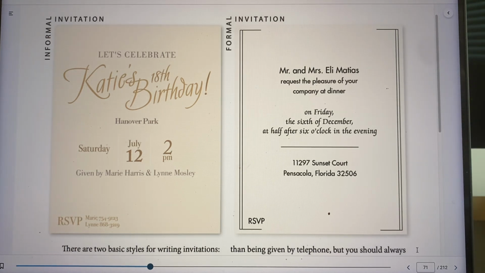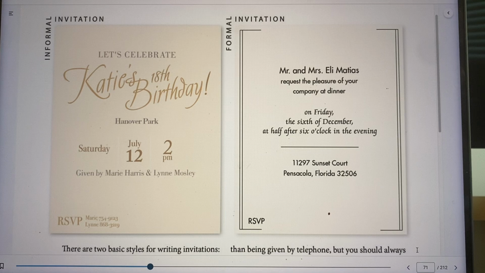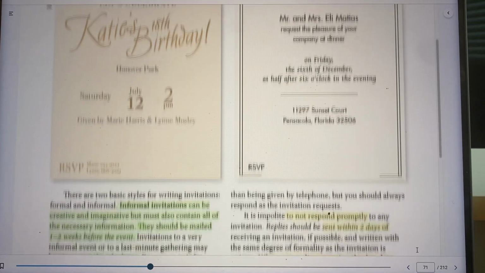Mr. and Mrs. Eli Matias request the pleasure of your company at dinner on Friday, the 6th of December at half after 6 o'clock in the evening, and then the address here in Pensacola. See how very formal this is, and see how they wrote out the 6th of December at half after 6 o'clock. This would be a formal invitation. At the bottom it says RSVP, and usually they have a card to fill out to RSVP.